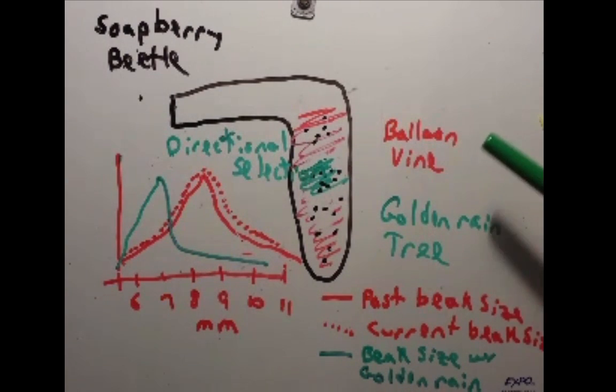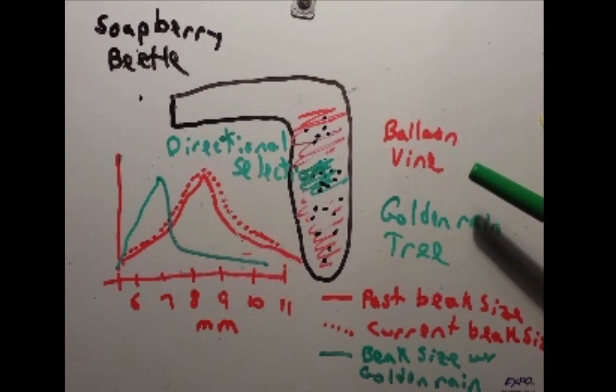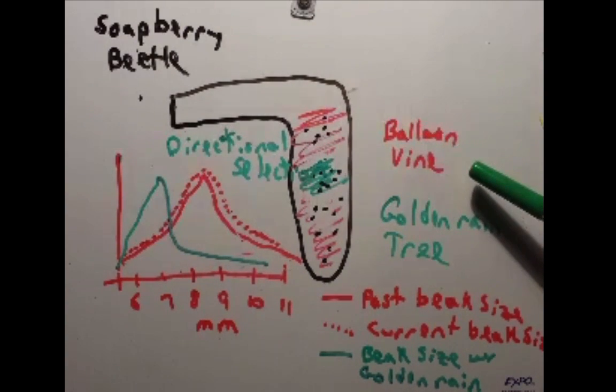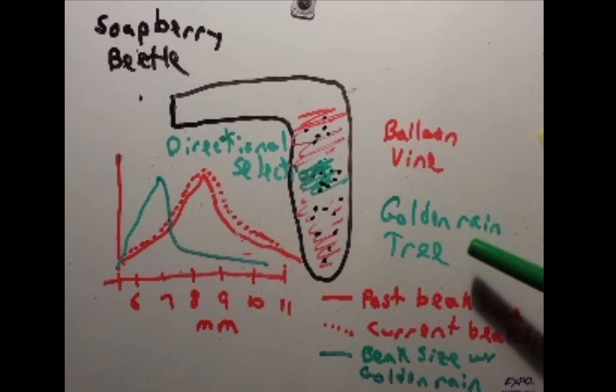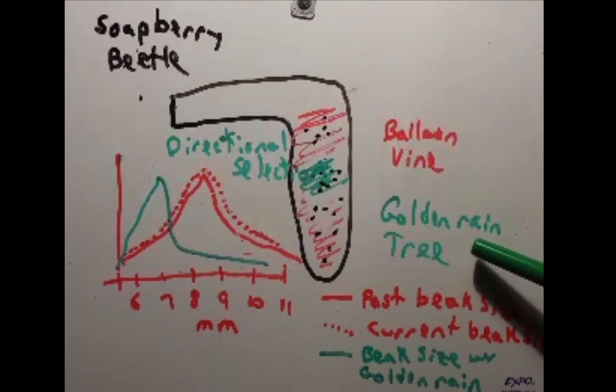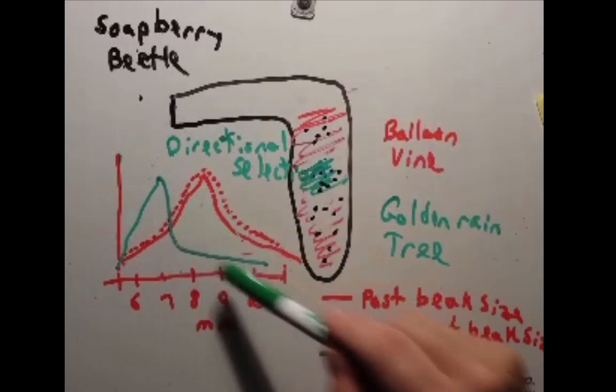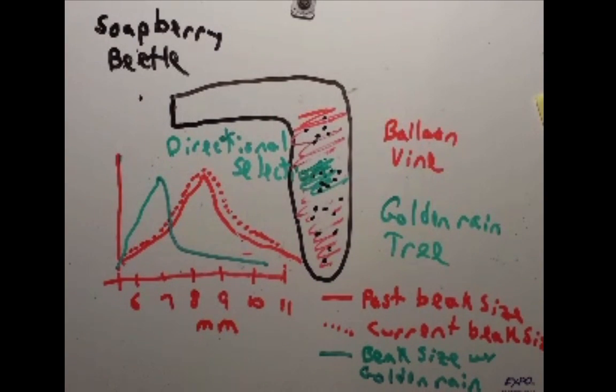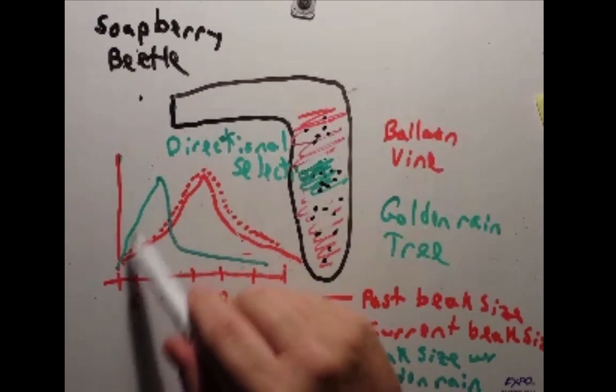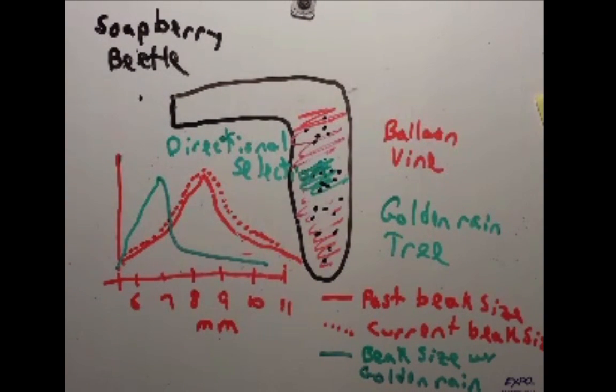Well, we know that the balloon vine has a much thicker outside, so the beetle requires a longer beak in order to reach the nutrients of this vegetation, whereas the golden rain has a thinner coating, and so it doesn't require as long of a beak. So over time, this shorter beak size was selected for, and the longer beak size was lost because it was no longer needed. Now you still maintain some variation though.